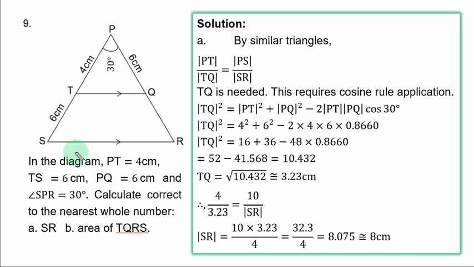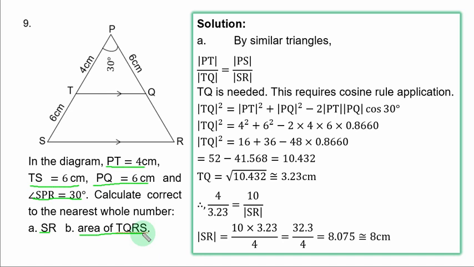Question 9. In the diagram, PT is equal to 4 cm, TS equal to 6 cm, PQ equal to 6 cm, and angle SPR equal to 30 degrees. Calculate, correct to the nearest whole number, A part, SR, B part, area of TQRS.